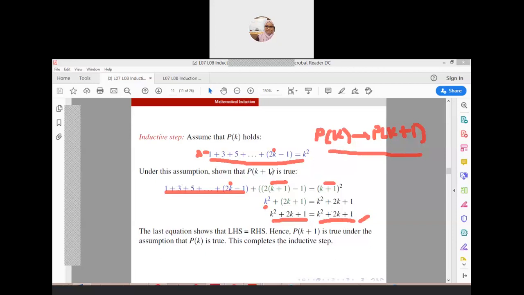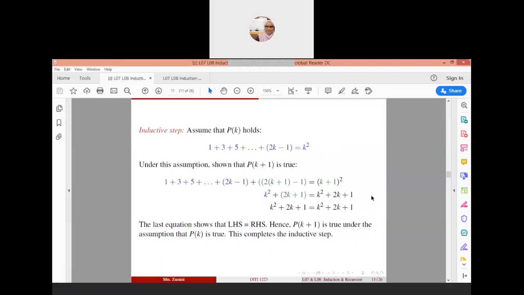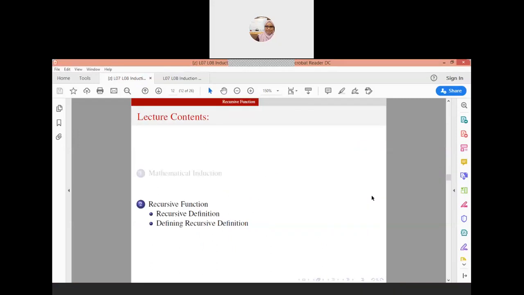This is by using the second method just now. Remember, we have two ways to solve the inductive step, and this is by using the second way. Okay. Next is recursive function, recursive definition. This I will record in the second part. Finish with the first part, which is mathematical induction.